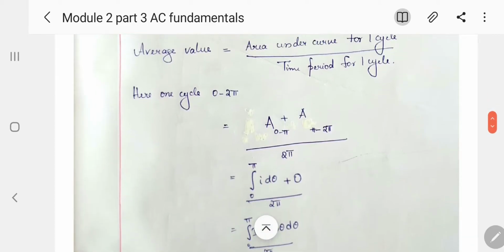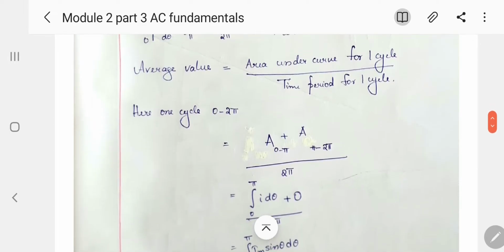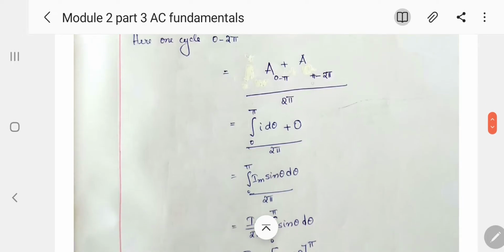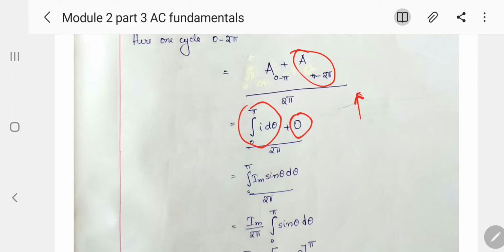Now just consider the first case, 0 to pi. We have to calculate it. But in the second case, from pi to 2 pi, what is the area? The area is 0. So we put the area as 0 in the second case, but in the first case we find it using the method we used in the previous video. How do we calculate the area under a sinusoidal waveform? We don't know directly how to find the value, so we use the integration method, where we integrate the area of a small strip.